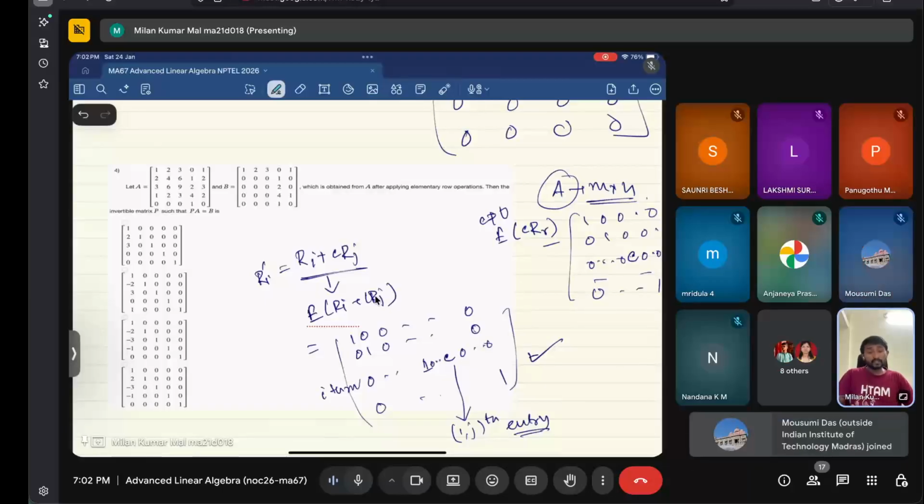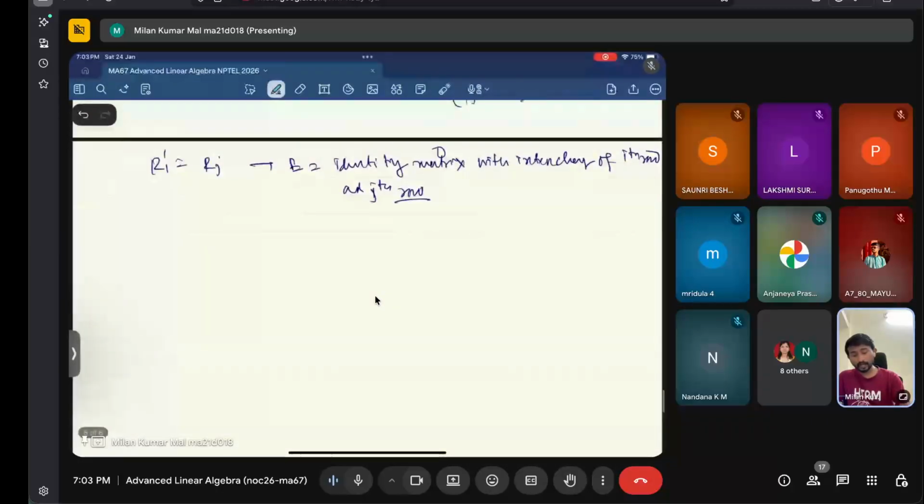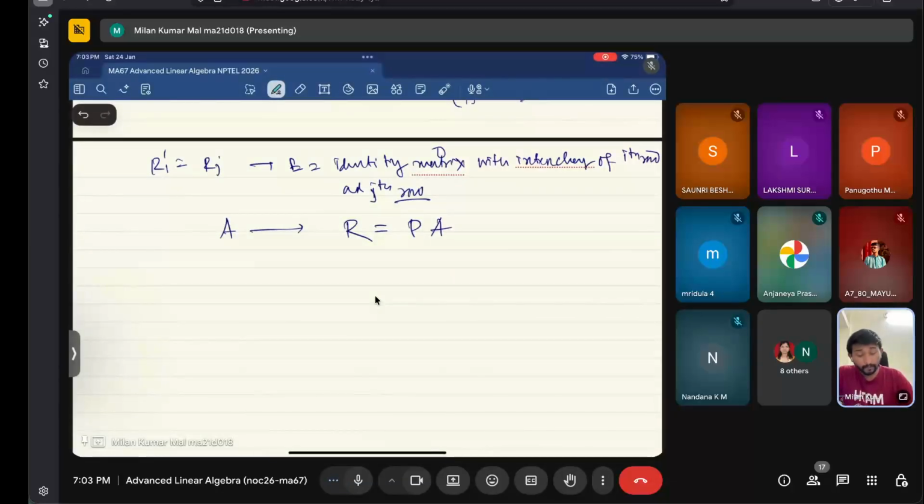So what I just want to say is that all these row operation matrices are invertible matrices. Elementary row operation means multiplication of all these matrices from the left hand side. So suppose you have a matrix A, and after elementary row operations you get the row reduced form R. That means R equals some invertible matrix P multiplying A from the left hand side. This is what we usually mean by elementary row operations, and this P will be invertible.